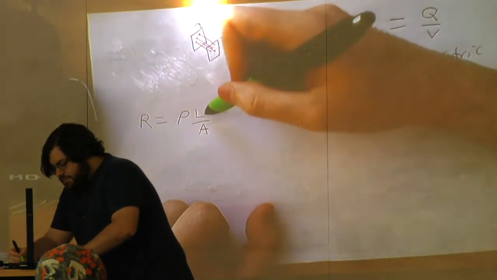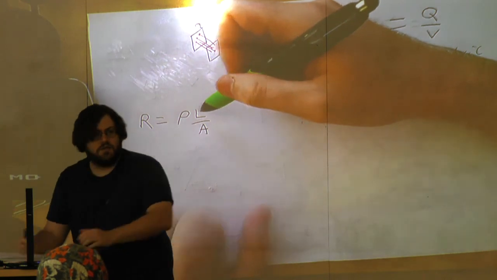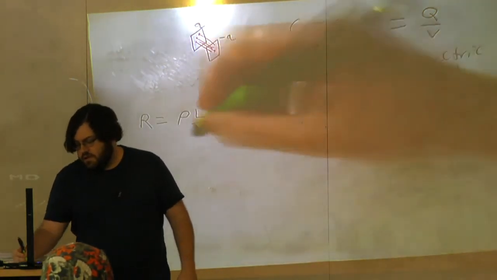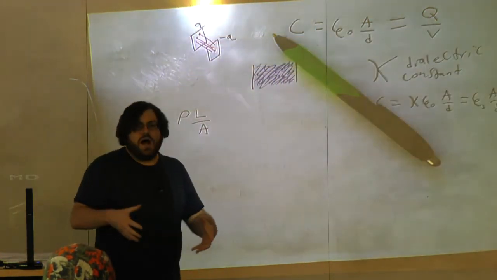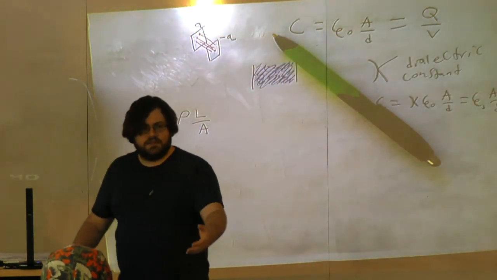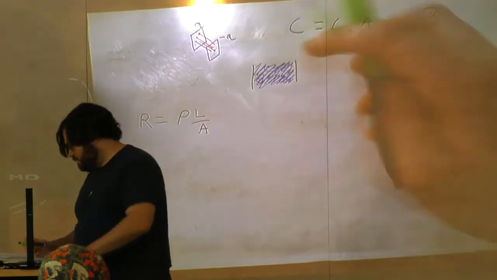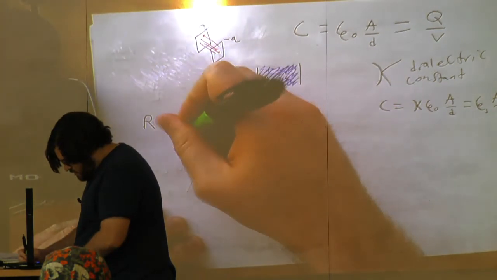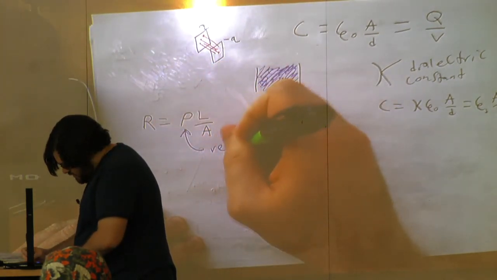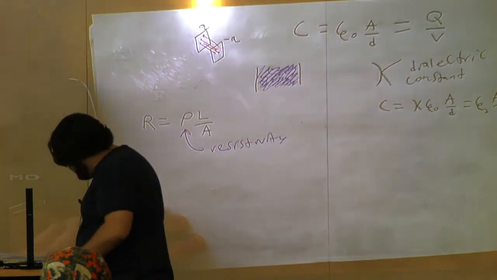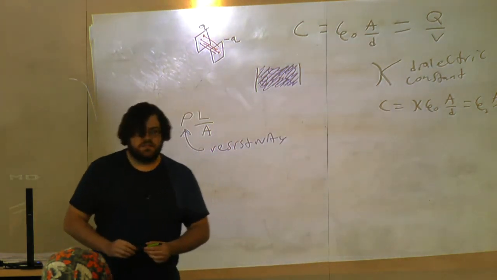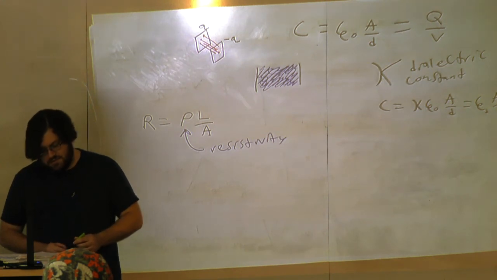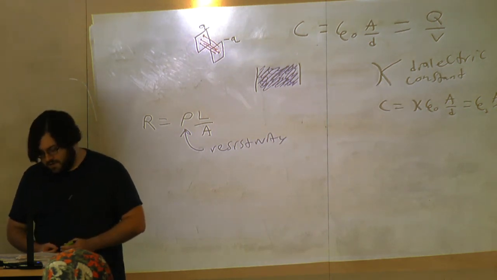So length, this is telling you how long the wire is. If it gets longer, there's more resistance. This is the area. As it gets wider, it's easier for things to flow through, okay? And this right here, resistivity, okay? Kind of like the dielectric constant, resistivity is a constant, all right? No tricks here.